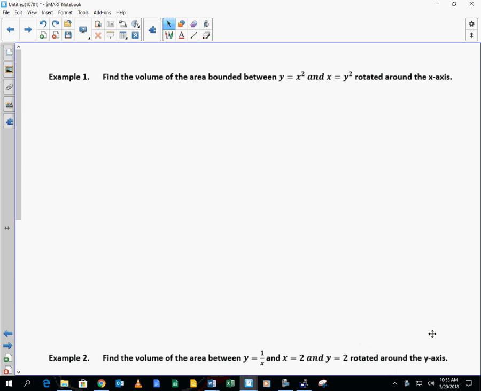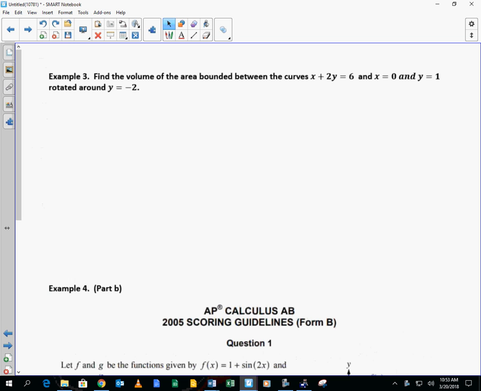Okay, it says find the volume of the area between y equals x. Whoa, wrong problem. We already did that one. We move forward to example 3.